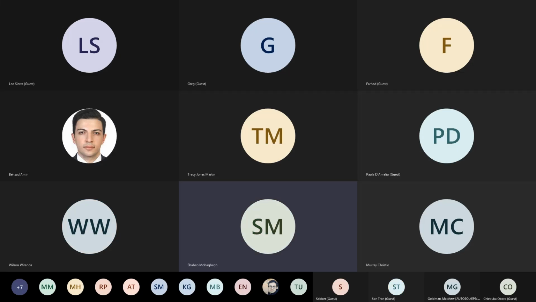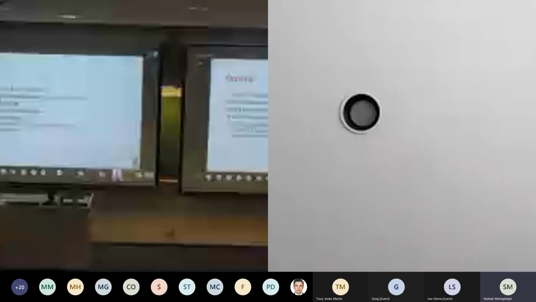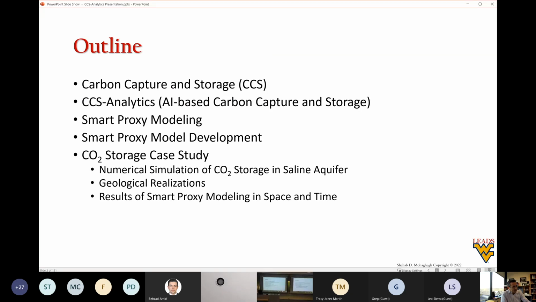Developed prior to performing the numerical simulation. And then I will show you the results of smart proxy modeling, both in space and time. And by results, I mean reservoir pressure distribution in the entire reservoir and CO2 plume, CO2 saturation distribution throughout the reservoir.